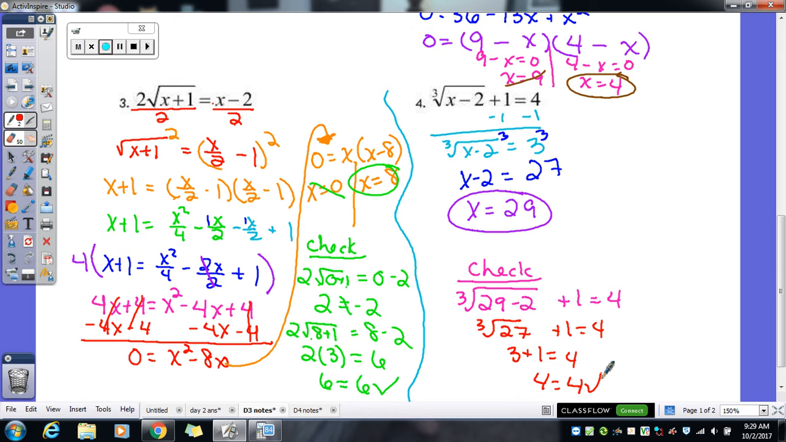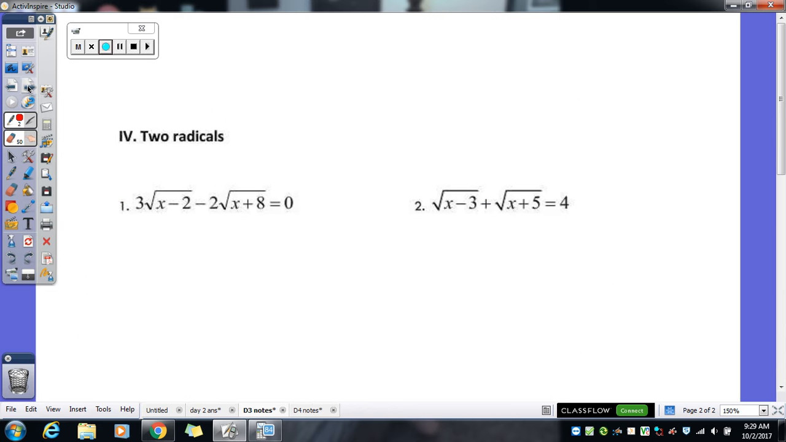Alright, then our last two on the back, these ones are a little bit longer. This time we have 2 radicals. So when you have 2 radicals, what you want to do is move one to the other side of the equal sign and have the other one on the other side. So you got 2 radicals on both sides.